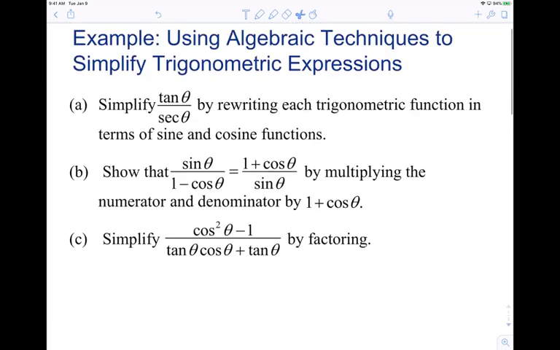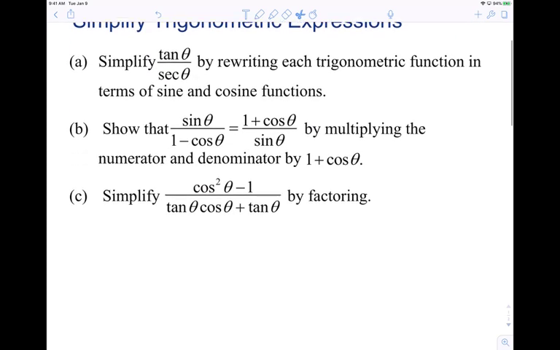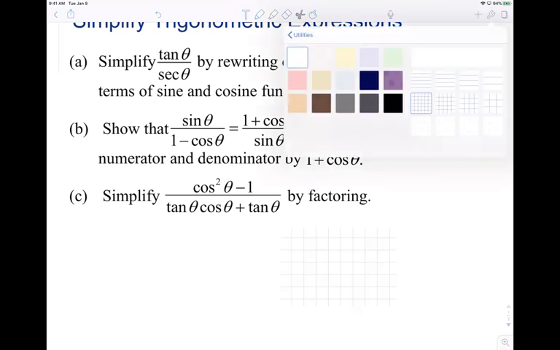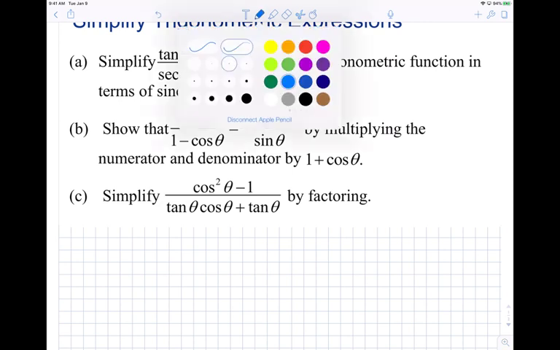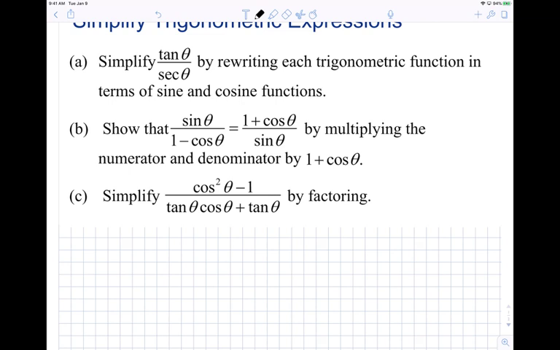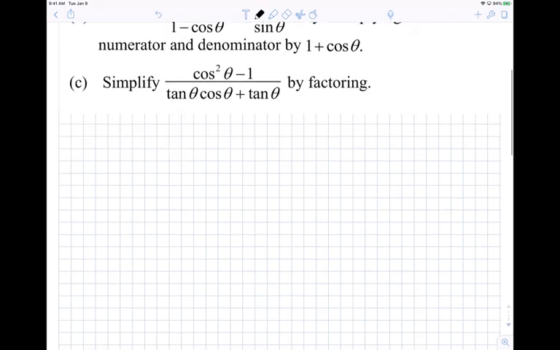So simplify, we have tan, but it says by rewriting each trig function in terms of sine and cosine. So let's do that one first. We'll get some graph paper. We have tan of theta divided by secant theta. So for part A, I think that's fine. If we have tan of theta divided by secant theta, I don't like how thick that is.